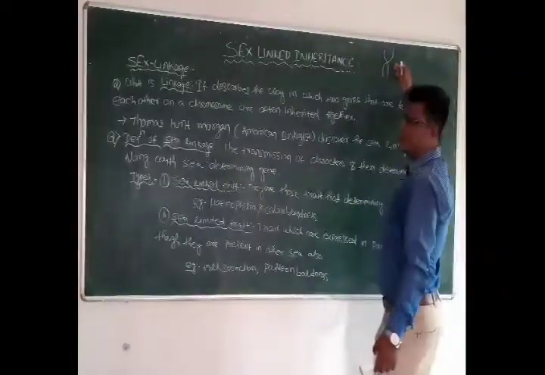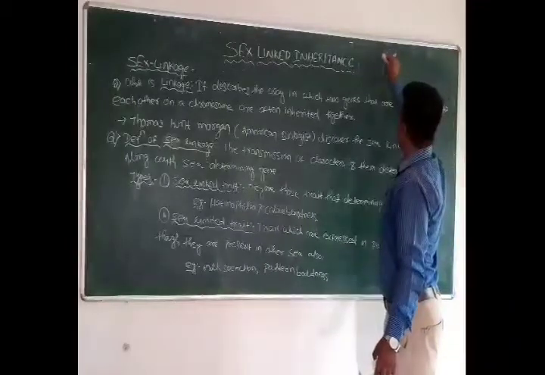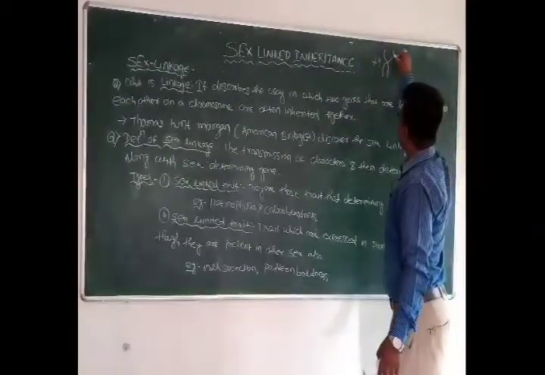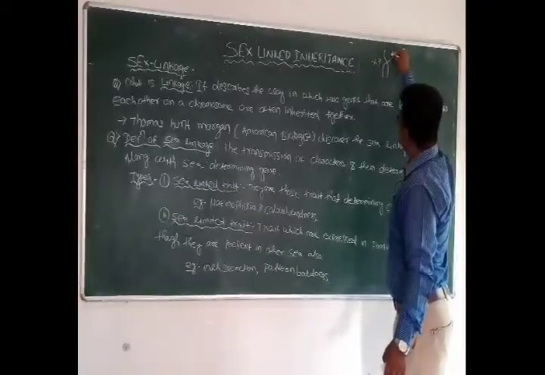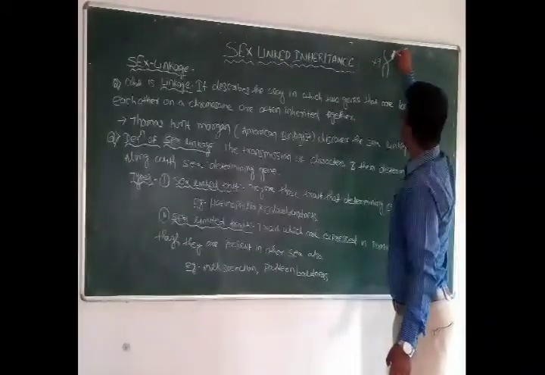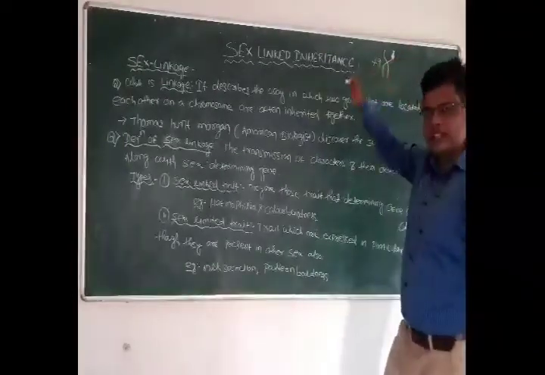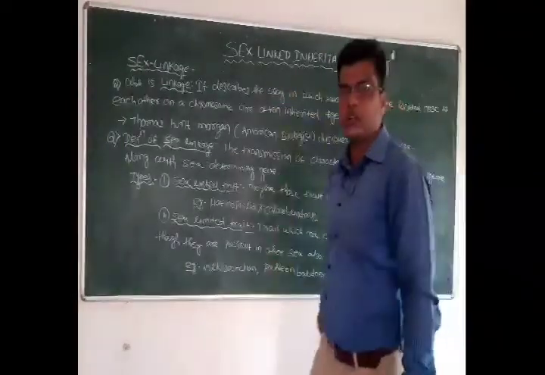Okay, this is a chromosome. Here, this is an X chromosome. Here is another gene located on the same chromosome. If another gene is on the same X chromosome, then we call it linkage.